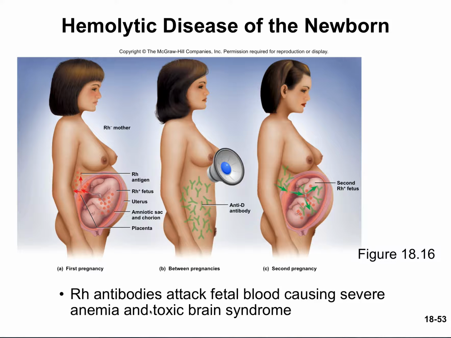If this happens, it can cause hemolytic disease of the newborn, which can cause high bilirubin levels, and it can cause severe anemia, and it can also cause toxic brain syndrome, because it lyses fetal blood. It can be prevented by giving mom RhoGAM.